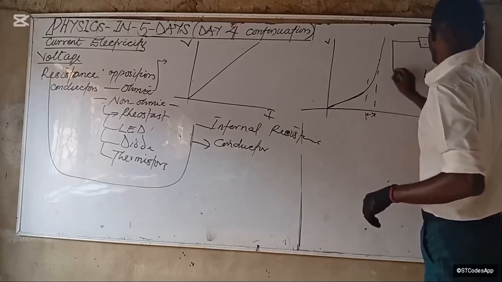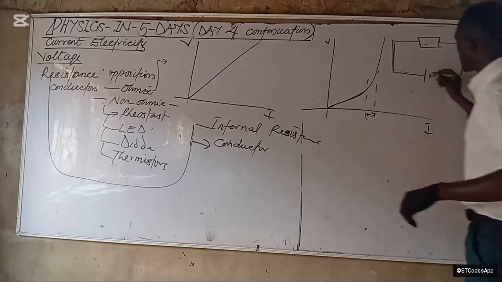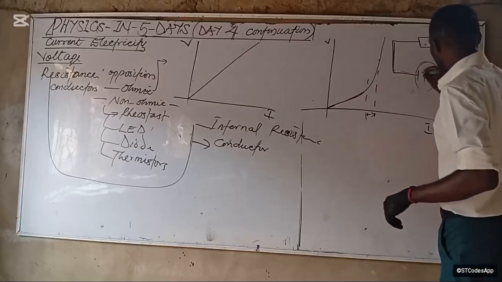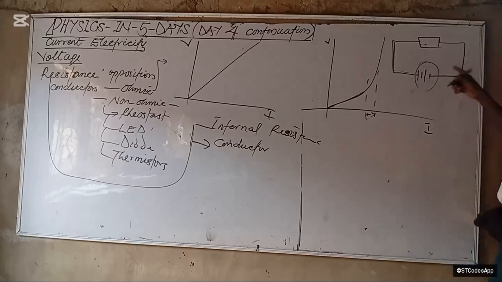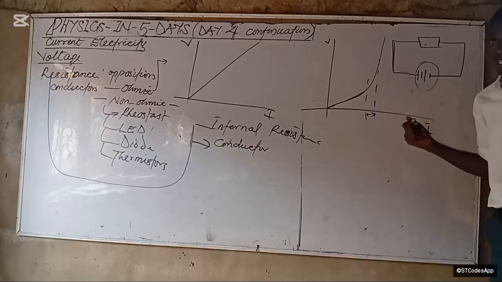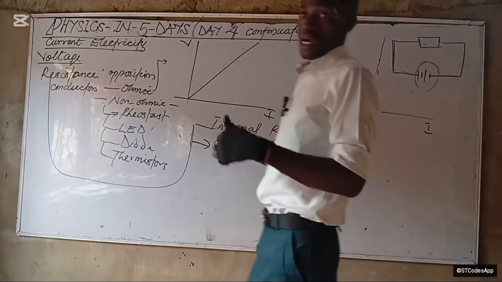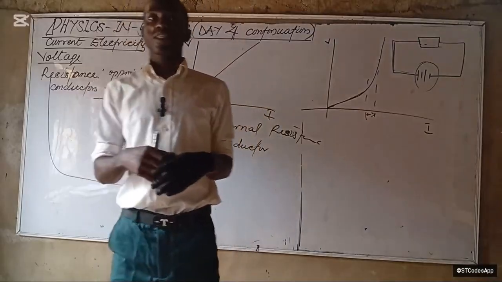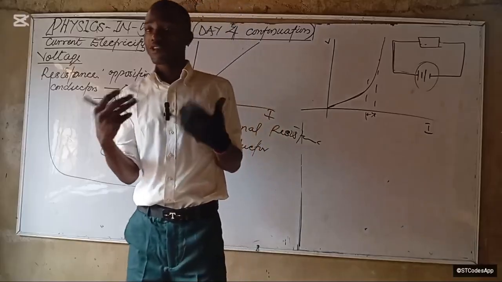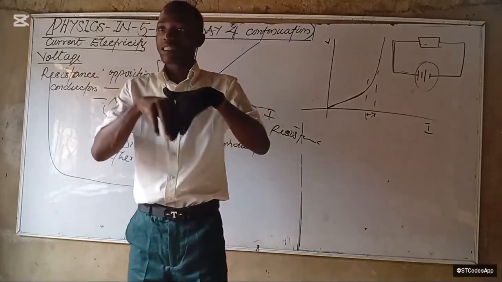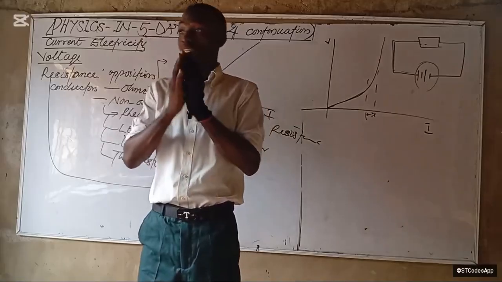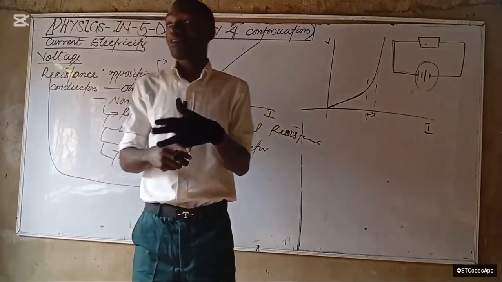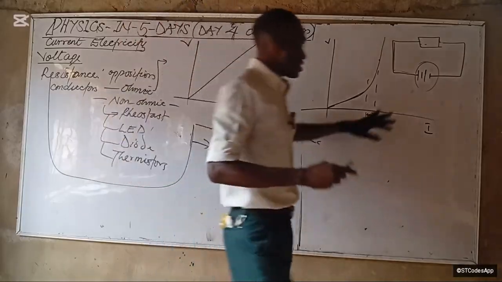So the internal resistance is the resistance inside the cell. Is that okay? The resistance of the cell, of the battery, is our internal resistance. Because every cell has some degree of imperfection. And what we mean by imperfection is that there's going to be an opposition to the flow of current as a result of so many things, either because of the kind of material it is made of or other things that determine the internal resistance.